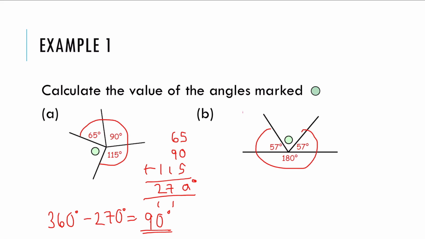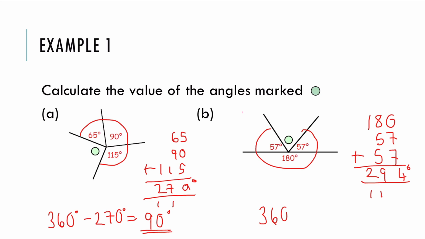In this one here, we follow the exact same method. We add 180 with 57 and 57. So 8 plus 5 is 13, plus 5 is 18, plus 1 is 19, and 1 plus 1 is 2. Okay, so we've got 294 this time that we need to subtract from our 360 degrees, which leaves me with the missing angle being 66 degrees.